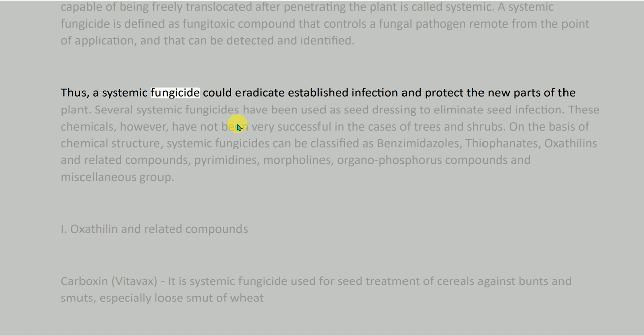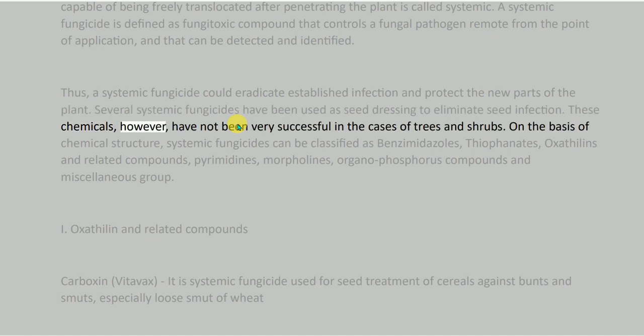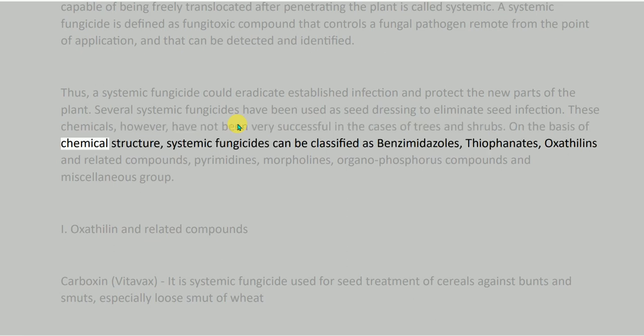Several systemic fungicides have been used as seed dressing to eliminate seed infection. These chemicals, however, have not been very successful in the case of trees and shrubs. On the basis of chemical structure, systemic fungicides can be classified as benzimidazoles, thiophanates, oxathiins and related compounds, pyrimidines, morpholines, organophosphorus compounds and a miscellaneous group.